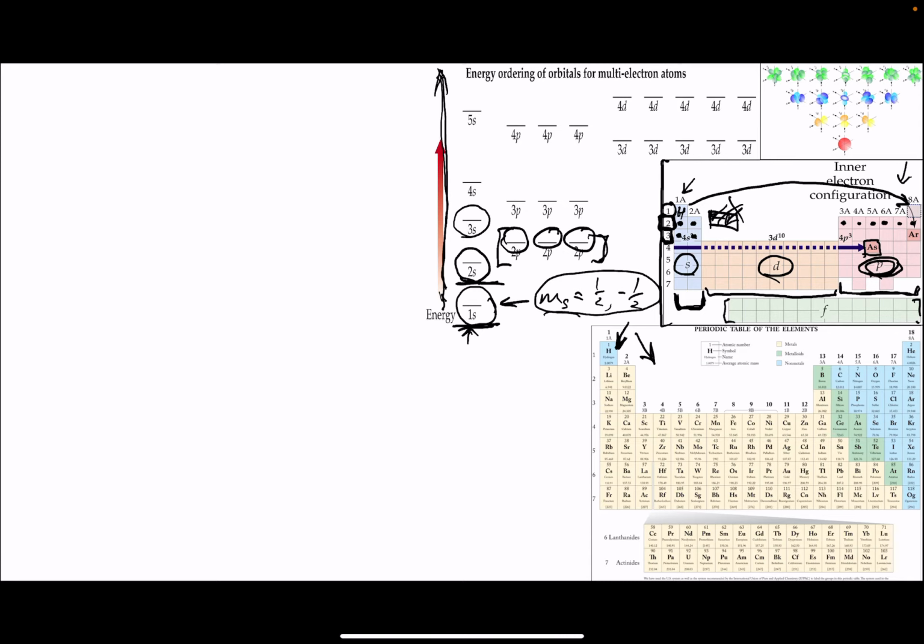Thereafter, we take a jump. We go over to the P block. So we've already used 2p's from below, so now we have to use 3p's. And again, 3p1, 3p2, 3p3, 3p4, 3p5, 3p6. We're at the argon element at this point.